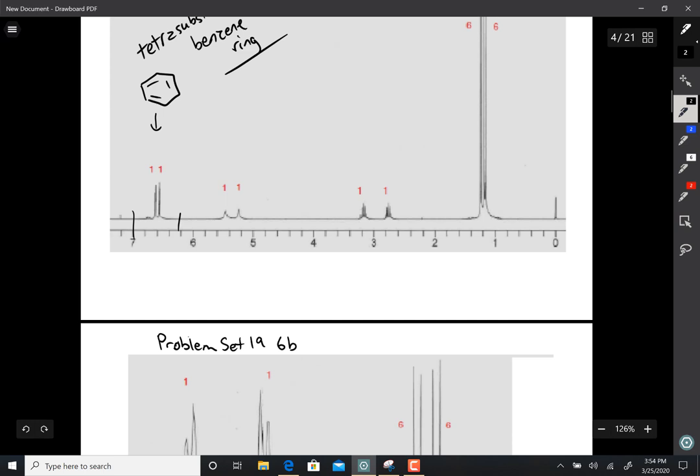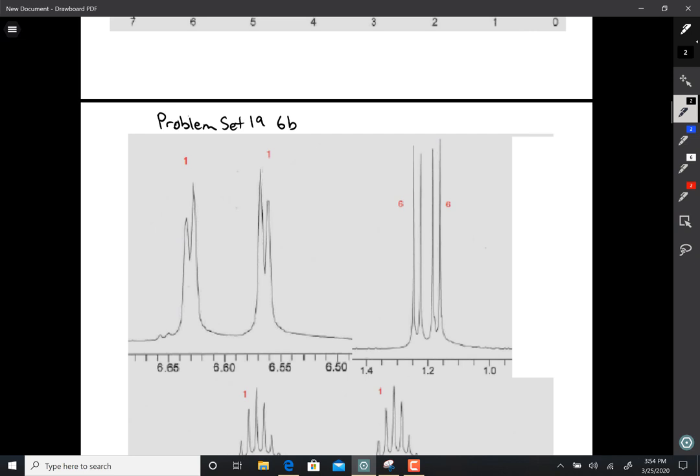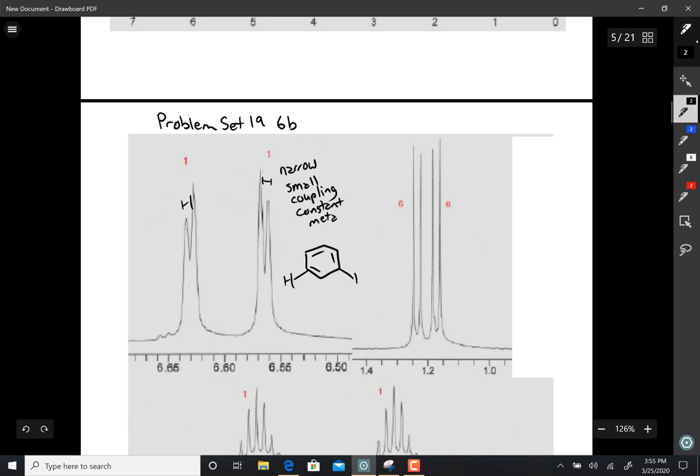Now, if we zoom in on that, we see that that is a doublet. Moreover, if you look at the spacing of these doublets, the spacing is quite narrow. So think about what that means, the relationship of those two hydrogens from each other. It's narrow, that means it's a small coupling constant. So we're looking at a meta coupling because these don't dip all the way down to the baseline. So that suggests this. Two hydrogens meta to each other. If it's ortho to each other, the doublets would be much wider. Here they're quite a bit narrower.